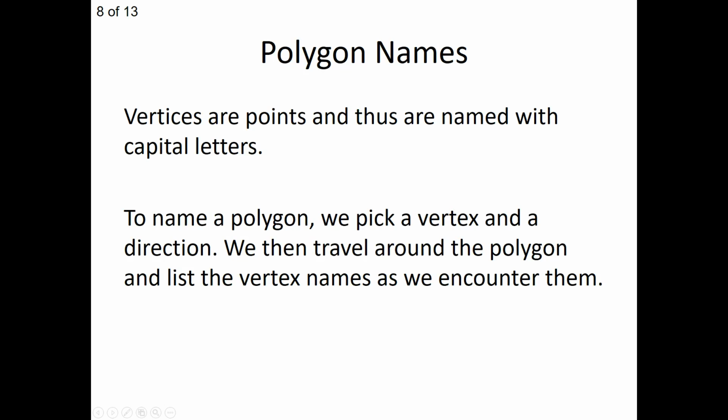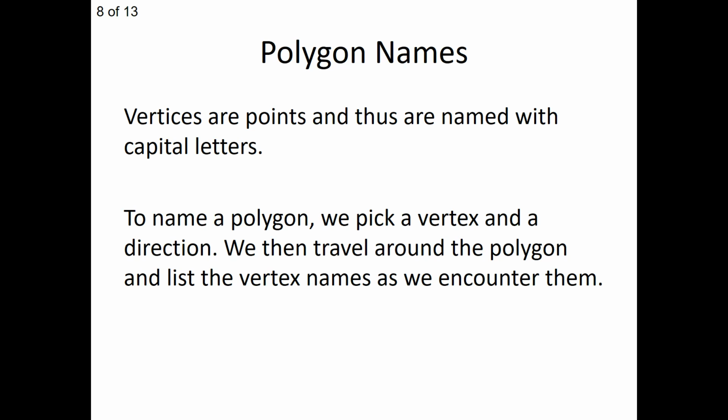How do we name a polygon? Well, we already give names to points, right? A point is named using a capital letter. Well, as it turns out, the vertices of our polygon are points used to create the polygon. So if those points already have a name to them, the capital letter, let's use the points or the vertices that make our polygon to help name it.